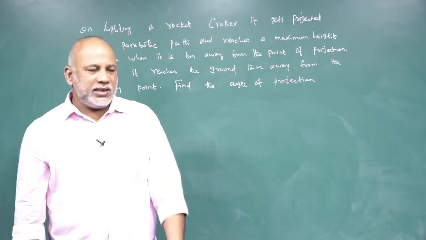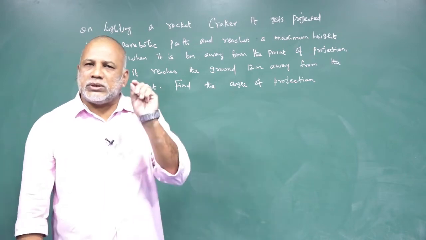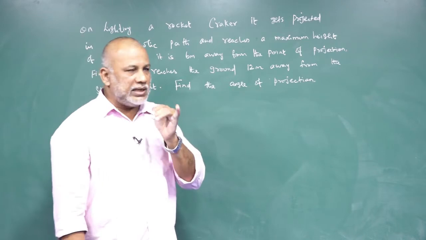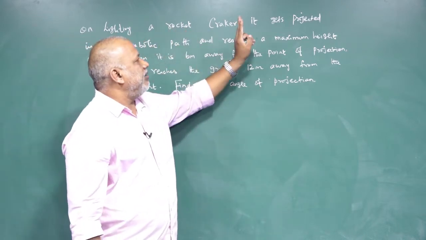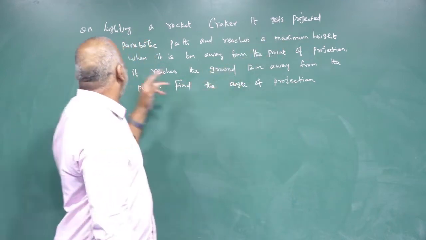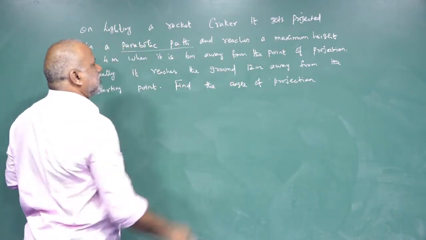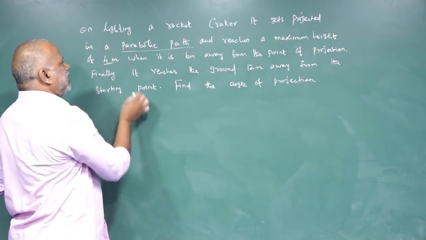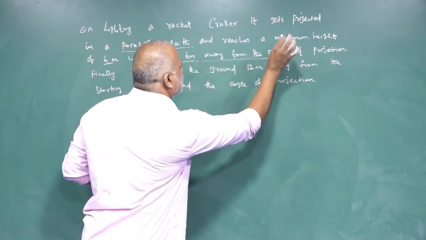Now listen, the second question, same application problem. So try to understand the problem by reading it. Listen. On lighting a rocket cracker, when it gets projected in a parabolic path, see the words parabolic path, and reaches the maximum height 4 meter when it is 6 meter away from the starting point.